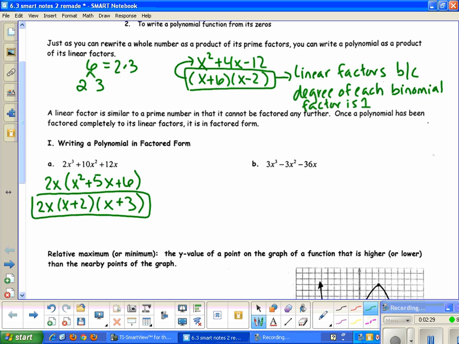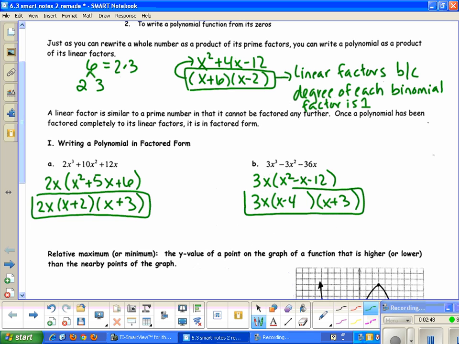And then for b, you do the same thing. Look for a greatest common factor, which would be 3x, and then that becomes x squared minus x minus 12. And then, of course, we can factor the trinomial further by doing x minus 4 and x plus 3. And then this would be the product of linear factors because it cannot be factored any further, and each term is linear.